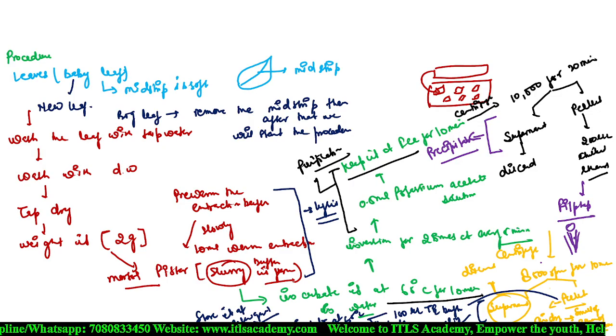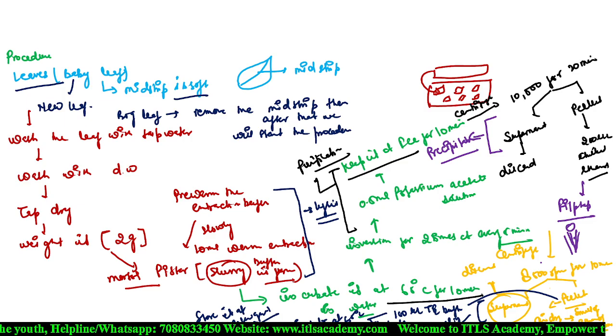Ma'am, can you explain the process again? Now, the procedure will start here. You have to take a leaf. We prefer a baby leaf for this process. Why do we prefer the baby leaf? Because the midrib of the baby leaf is short. That's why we take a baby leaf.